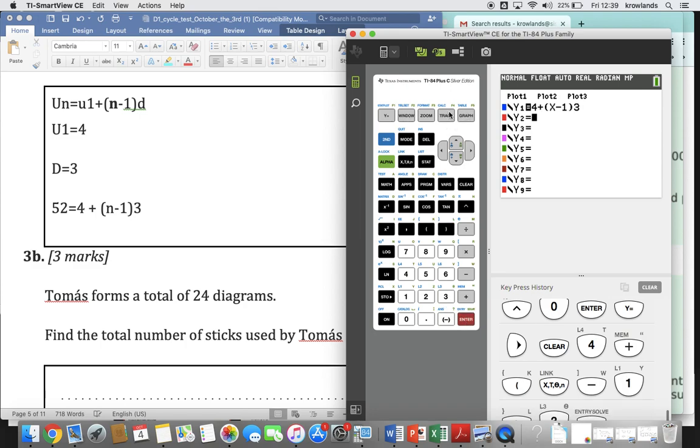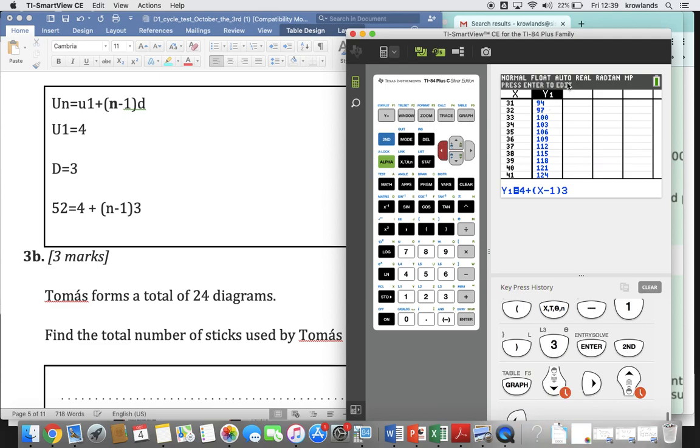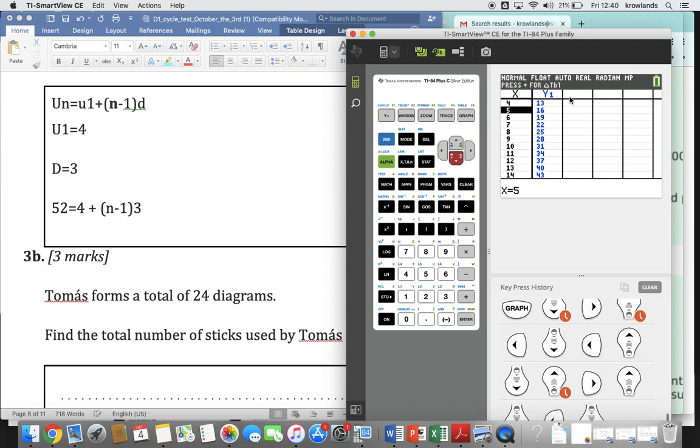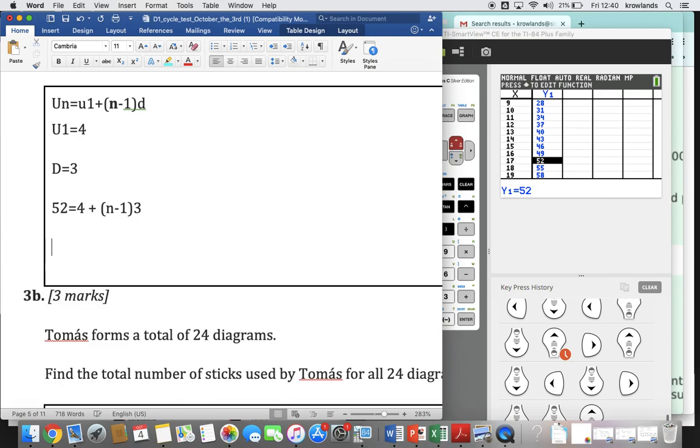Then we click enter. Now I want to see the table. So the table's above the graph button, so I need to press second, then the graph button, and you can see what's happening. We're going to scroll down the table and we want to find out, well, when does un, which is the answer, equal 52? So we're looking for when y1 equals 52. Now, a slightly annoying thing is when you start scrolling down the table, sometimes you can't scroll up very easily. So then sometimes you have to change the table settings, which I might show you another time. So we're going to scroll down, we're looking for when the blue number equals 52. It equals 52 when x is 17. So we're going to just say n is 17.